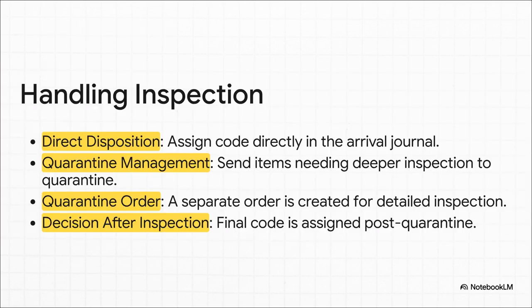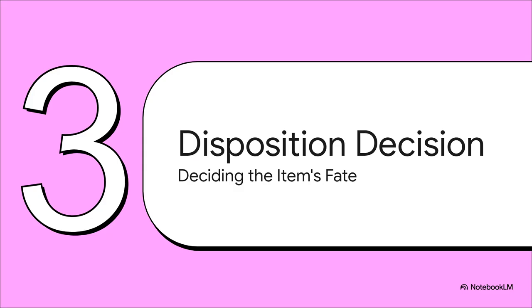Now, once it arrives, the item hits a fork in the road. If it's a simple return, you can assign a disposition code, and we'll get to those in a second, right then and there. But if that item needs a serious lookover or a real quality check, it can be sent off to quarantine. That creates a whole separate quarantine order to manage that detailed inspection, and no final decisions are made until that's all done. And that brings us to what's really the climax of the whole operational story, the disposition decision. This is it.